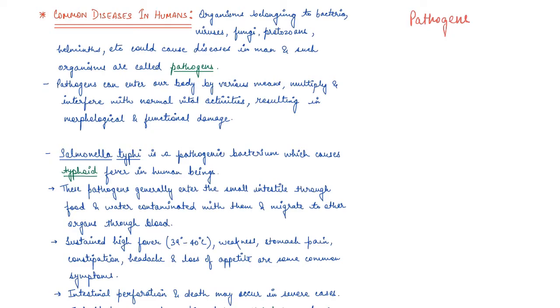Now, pathogens can enter into our body by various means, right? So they can enter through water, through food, through air. There are many airborne pathogens, right? So basically, they are known as pathogens because they cause harm to the host by living in them, right? So the pathogens enter by various means. They multiply. So these pathogens, they enter, they multiply, and they interfere. Interfere into what?